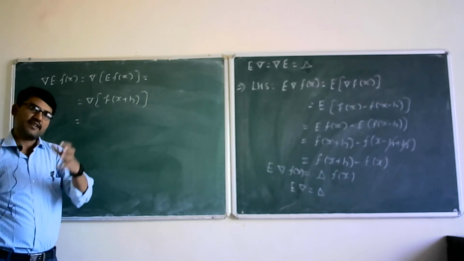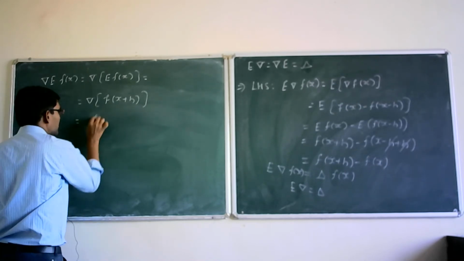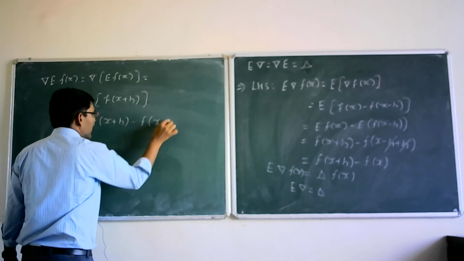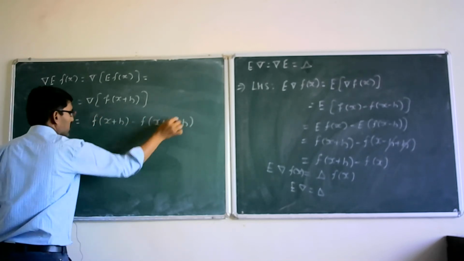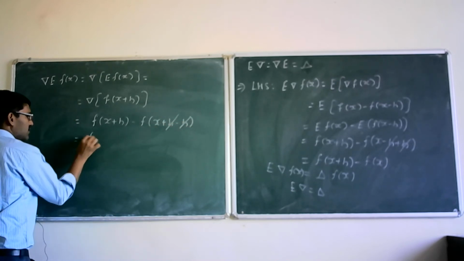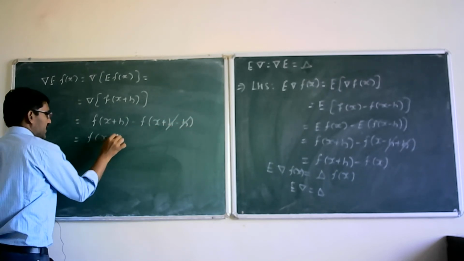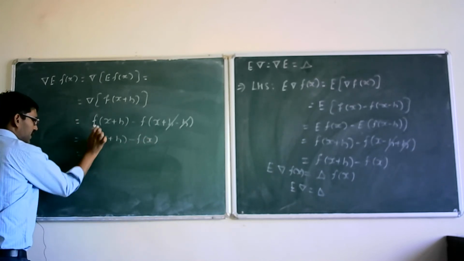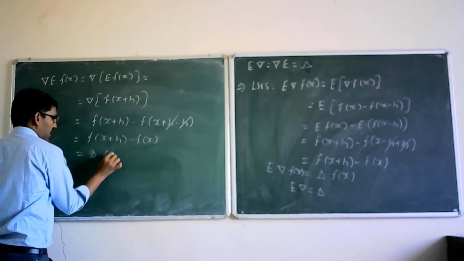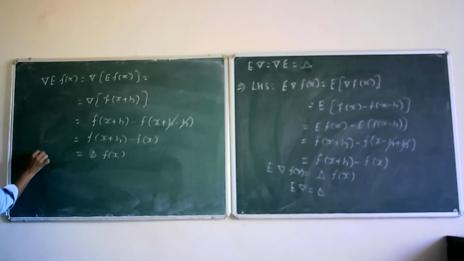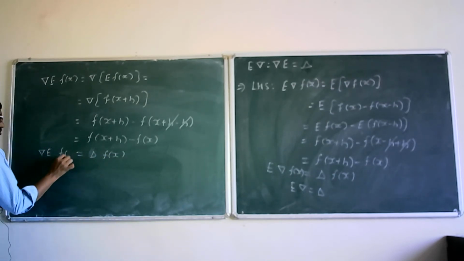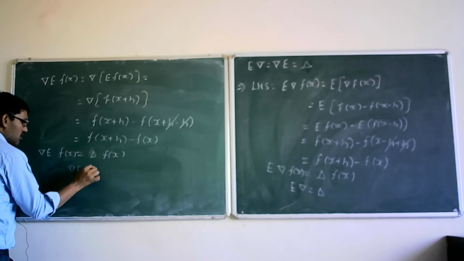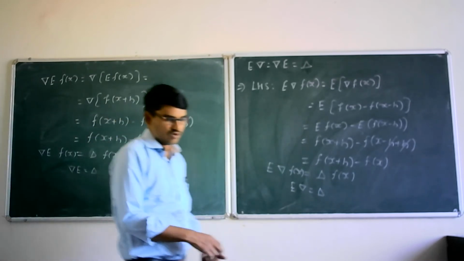F of x minus f of x minus h. So this is our f of x. So f of x minus f of x minus h. So the plus h and minus h get cancelled here, and it is f of x plus h, next value minus previous value. This is denoted by delta f of x, and therefore E del f of x is equal to delta f of x. Therefore, E del is equal to delta.